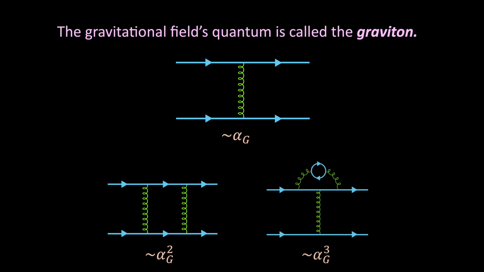Now, the gravitational field's hypothesized quantum is called the graviton. This is the analogue of the photon being the quantum of the electromagnetic field in QED. The simplest scattering diagram has two energetic particles exchanging a single virtual graviton. That contribution carries one factor of the effective coupling alpha g. Diagrams with additional exchanges or loops bring extra factors of alpha g. We can then imagine grouping diagrams according to the power of the coupling, just as we did for QED.